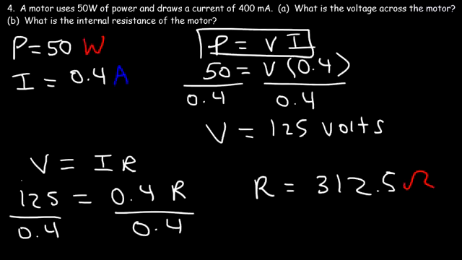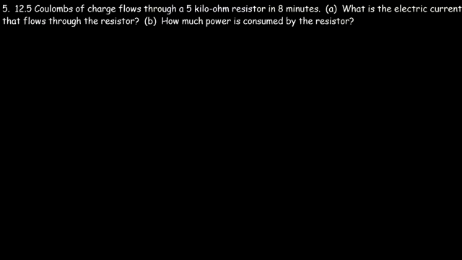So as you can see, these two equations are very important. P is equal to VI and V equals IR. They're very useful in solving common problems.